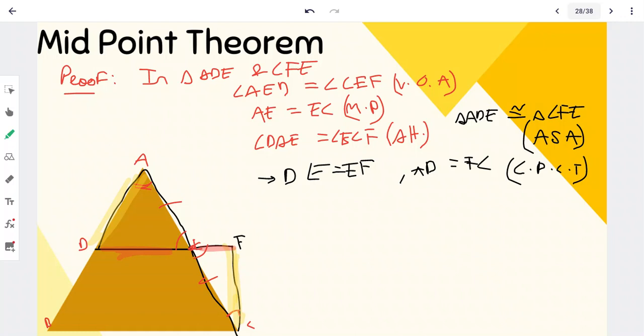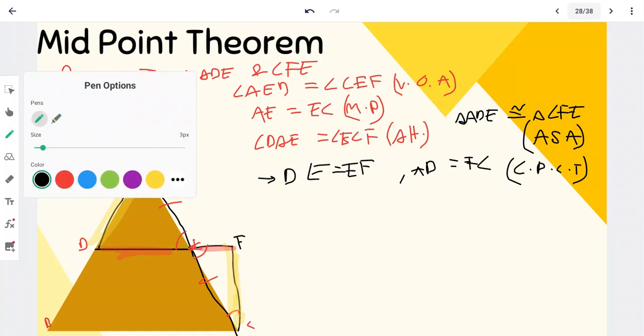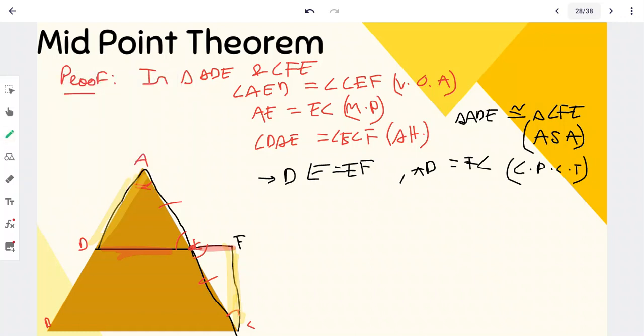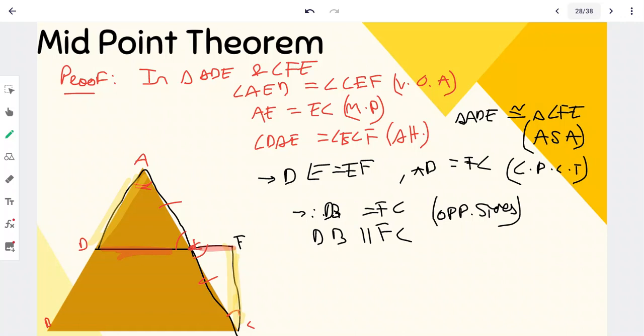I have drawn it roughly, so these two are equal. That's given to us. So if these two are equal, therefore what we can say that DB is equal to FC and DB is also parallel to FC. Why? Because opposite sides are parallel in a parallelogram.